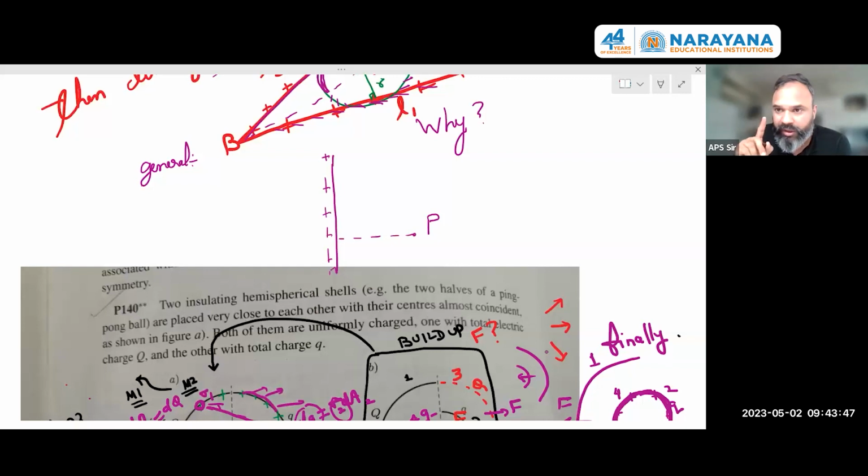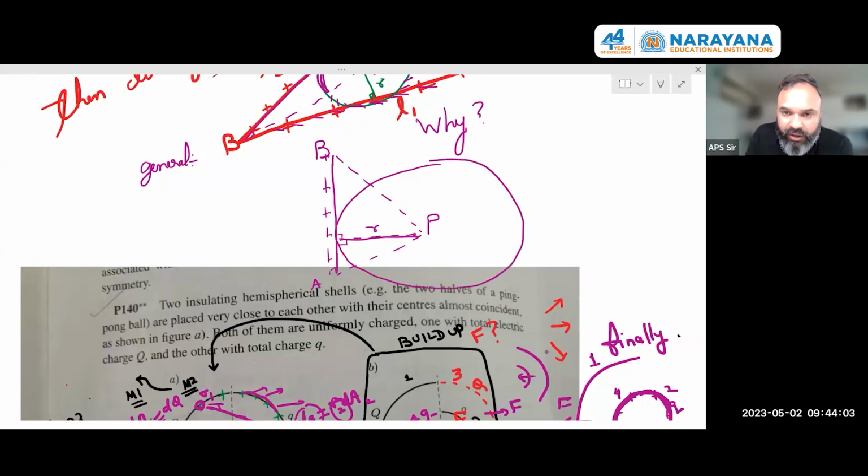So first of all, what the teacher does in the exam, teacher will do one thing. Teacher will just connect the endpoints with this point P. Then he will say, with respect to this point, taking the radius as R, draw a circle. Then with respect to lines BP and AP, whatever charge is inside this circle, just take that charge.